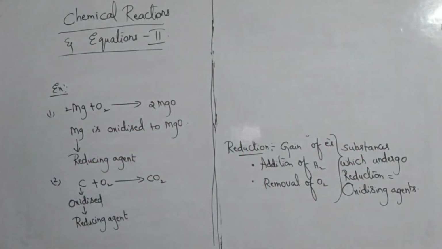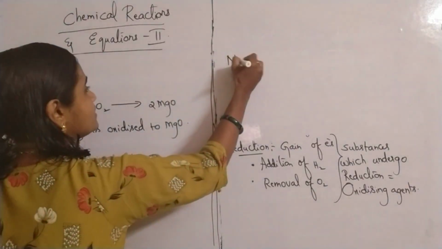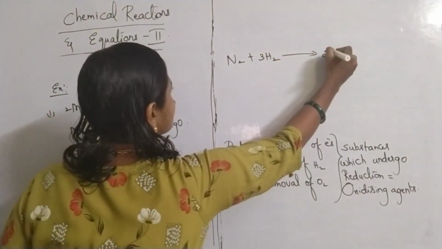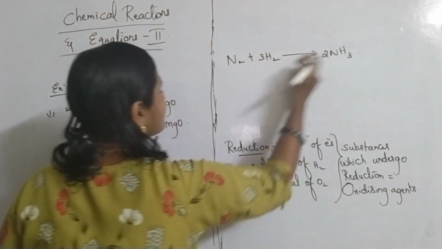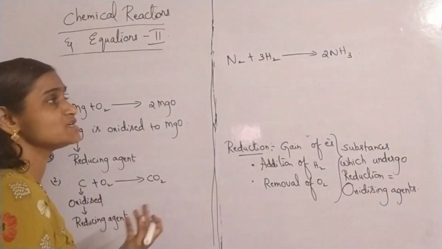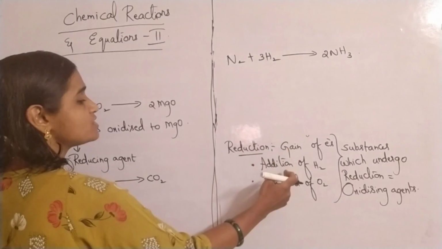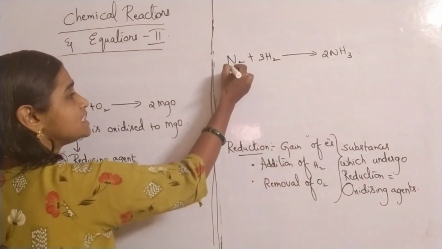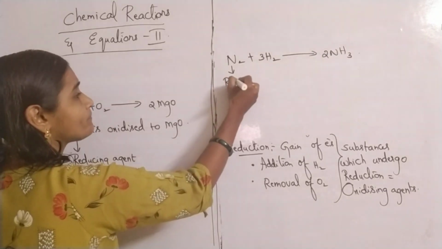In this reaction, N2 plus 3H2 gives rise to 2NH3. Here oxygen is not there, but instead of oxygen, hydrogen is there. Addition of hydrogen is called what? Reduction. So nitrogen is undergoing reduction.